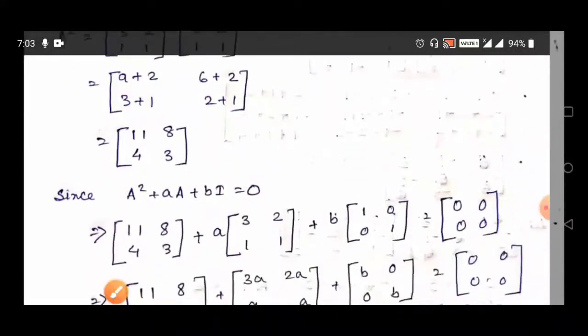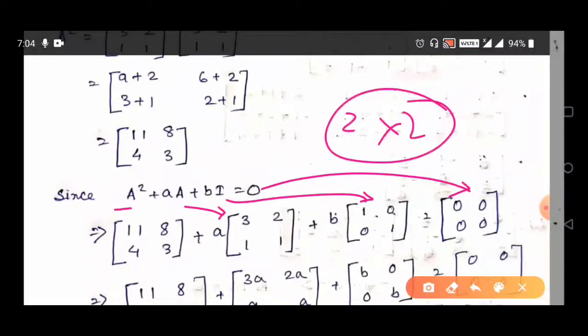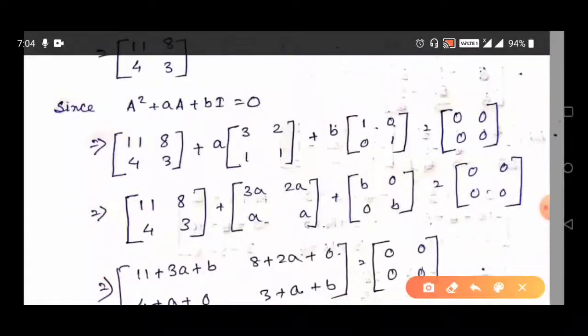Now we will put the matrix A square in place of A square in the equation. Then we have to put the matrix A and the matrix I and the matrix O. O is the zero matrix. Since here our question is given a 2 by 2 matrix, we have to take the identity matrix I and the zero matrix O, both of order 2 by 2. So after that we have to multiply each element of A by this a and each element of I by b.